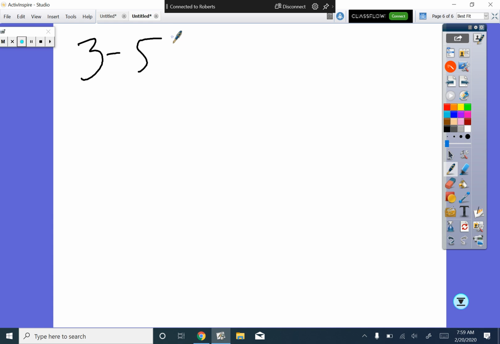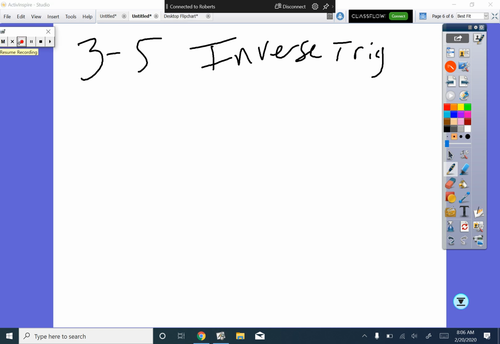So here we go. Inverse functions today. Inverse trig. 3-5 is inverse trig. First off, do you remember what an inverse is? Something to the -1. Okay, that could be the case.